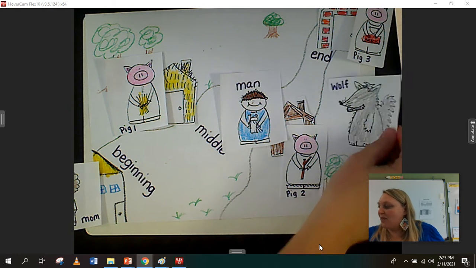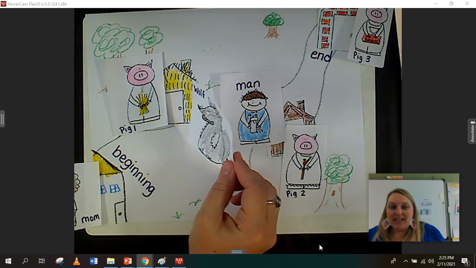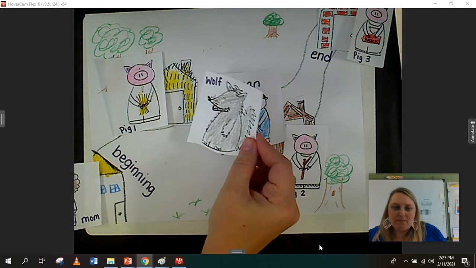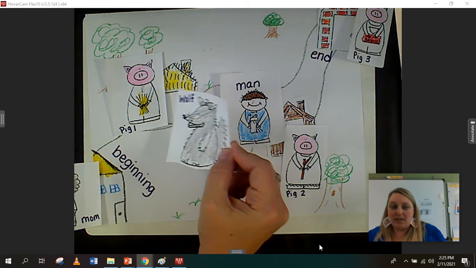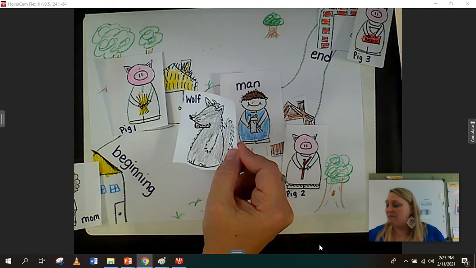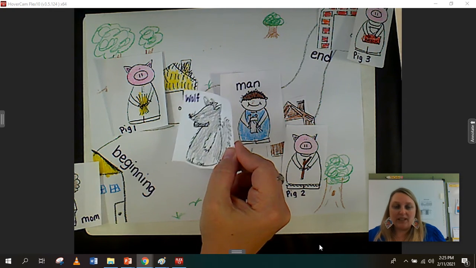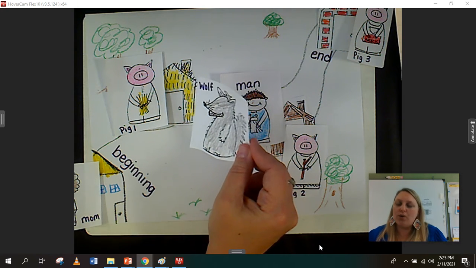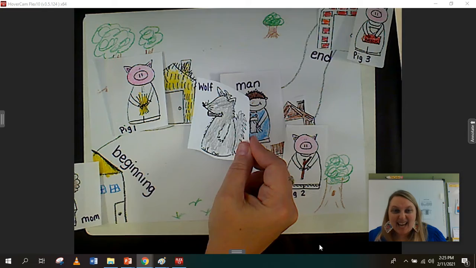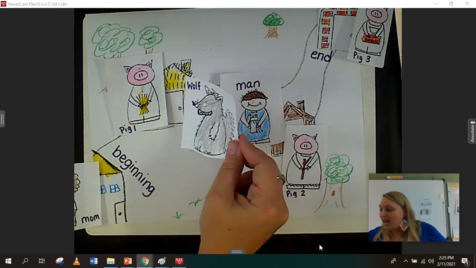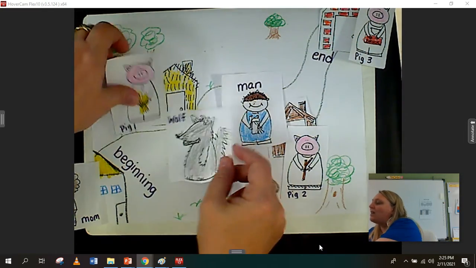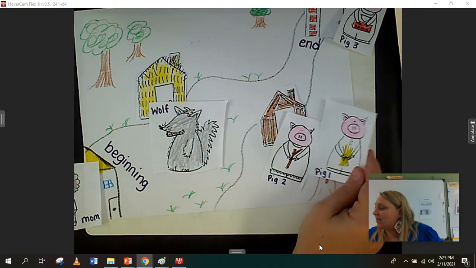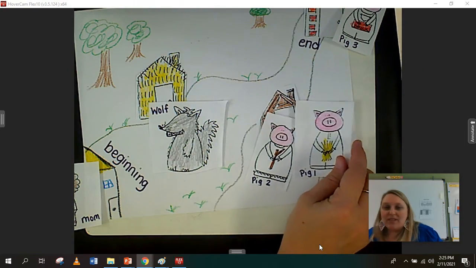One day, the big bad wolf came knocking on the door and he said, "Little pig, let me in." And the little pig said, "Not by the hair of my chinny chin chin." Well, the wolf said, "Well, then I'll huff and I'll puff and I'll blow your house down." And that's exactly what he did. He blew the house down, and so the little pig ran. And he went to his second little pig's house, the house of sticks.